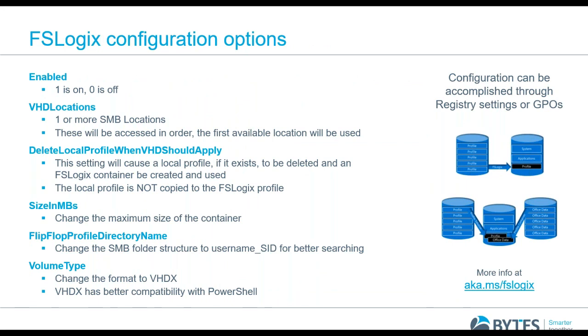But some of the things to consider if you are going to use FSLogix is the flip-flop profile directory name, because by default it's SID then username, which is very difficult for an administrator to go and find a particular VHD for a particular user. Whereas if you do the flip-flop, it changes it to username_SID. So it'll be much easier to find that user profile disk should you have an issue. Also, setting the size in megabytes from the default could potentially help you limit the amount of storage you utilize if you find that 30 gigabytes is not useful or too large.